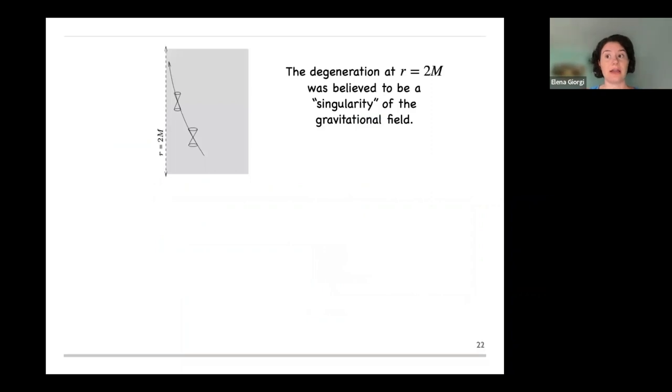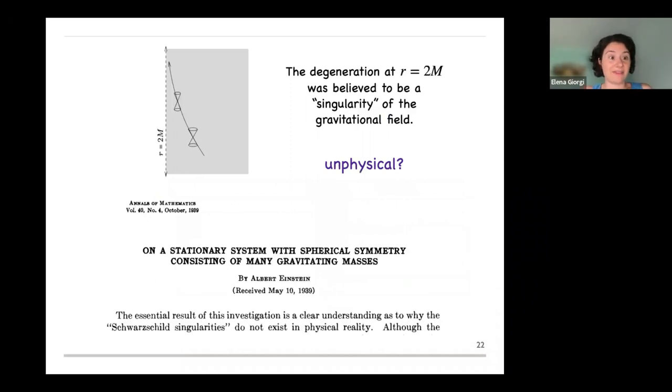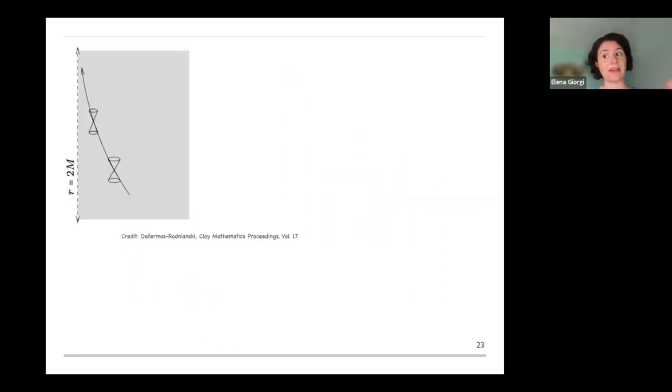And that degeneration was believed to be a singularity of the gravitational field, because it looked like the light cones here, as you approach the singularity r equal to 2m, become thinner and thinner. And this kind of behavior was deemed to be unphysical by most people in the physics community, with people such as Albert Einstein himself writing in 1939 in the prestigious Annals of Mathematics journal that the essential result of this investigation is a clear understanding as to why the Schwarzschild singularities do not exist in physical reality. So people really didn't believe that such things could exist, that it was only some mathematical property. And here is really the first instance of when the mathematics has brought fundamental clarity to this problem.